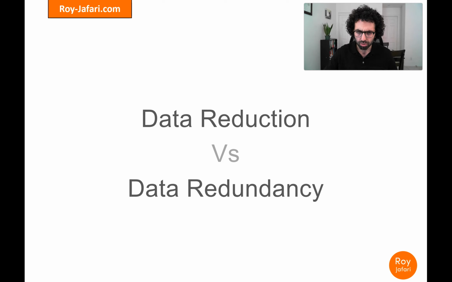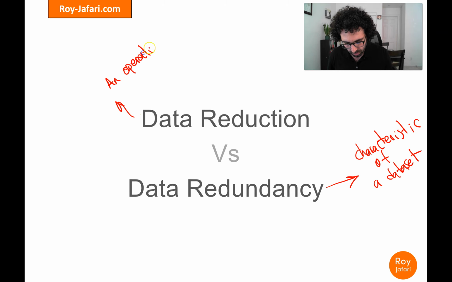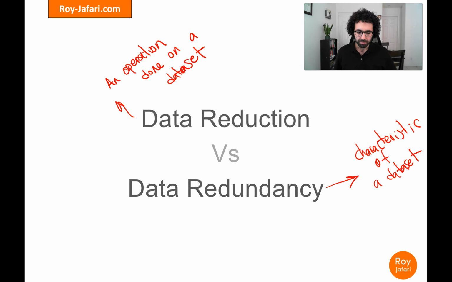So just to remember, the biggest distinction is that data redundancy is a characteristic of a data set, and data reduction is an operation done on a data set. So let's move on to the next slide and see what data reduction is.